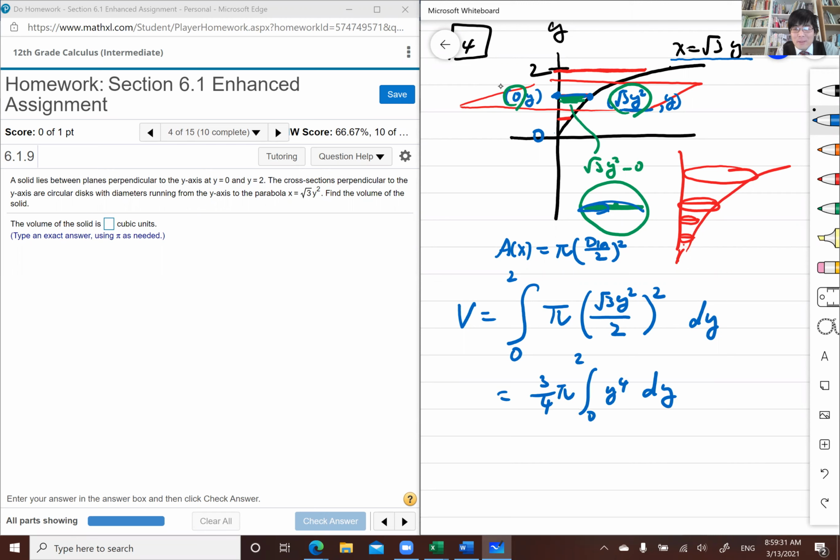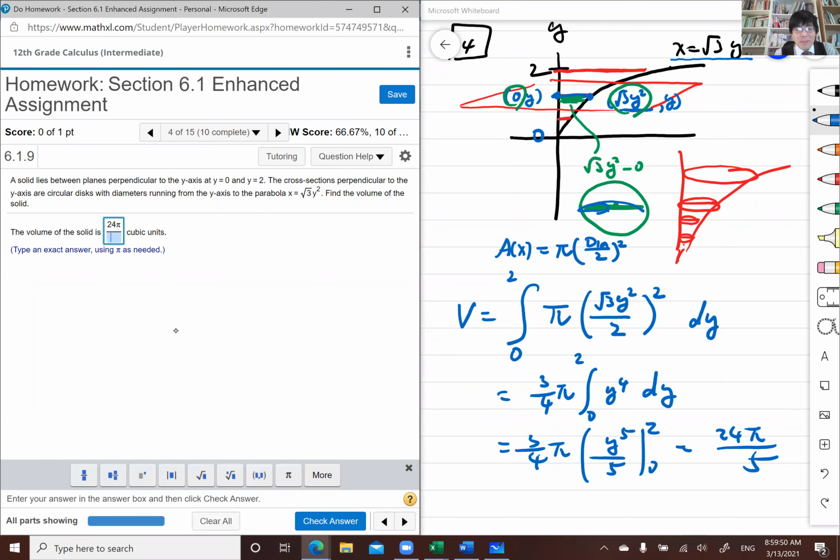So we just need to find this integral, which is y to the 5th divided by 5, from 0 through 2. So it's going to be 32 over 5, times 3 pi over 4, which gives 24 pi over 5. So the answer in exact form is 24 pi over 5.